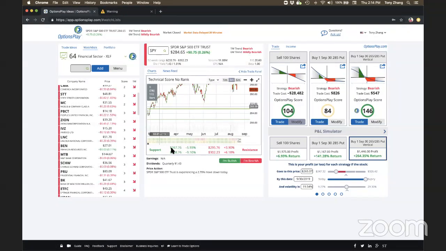These credit spreads or vertical spreads can be adjusted after with a small premium, correct? I'm not sure what you mean by that. If you don't mind clarifying, I'm happy to answer that question.